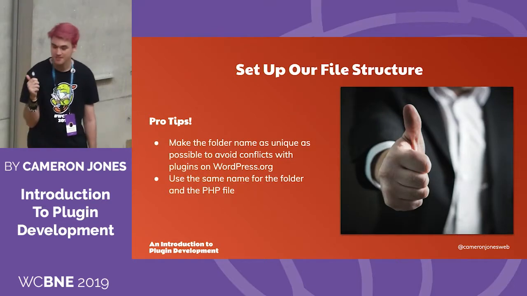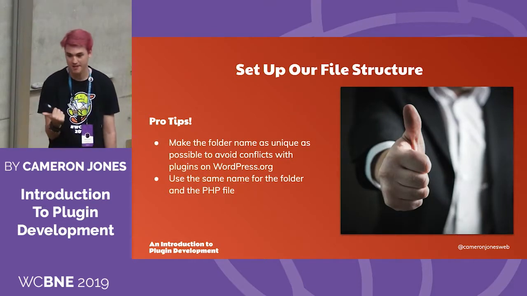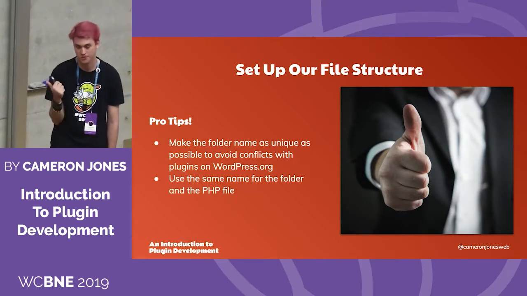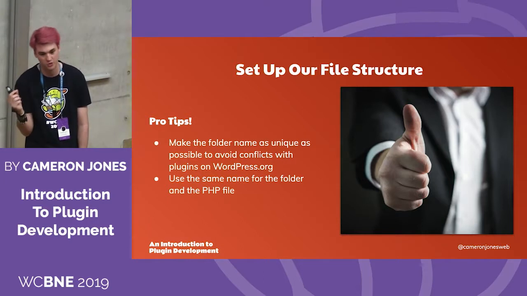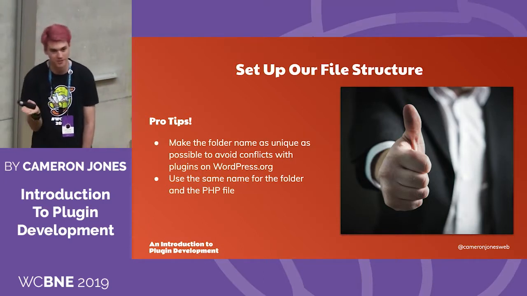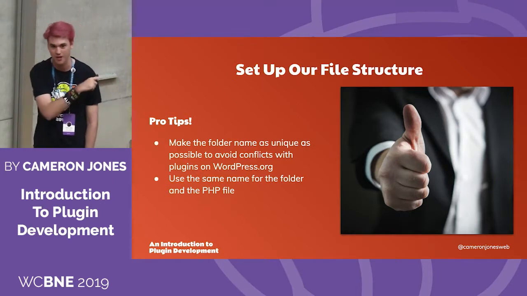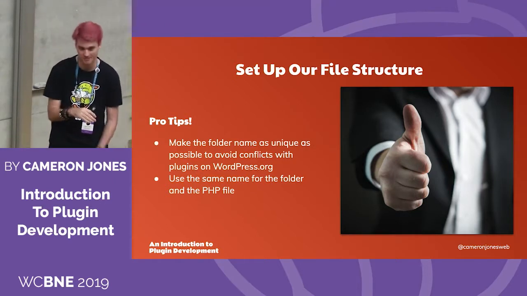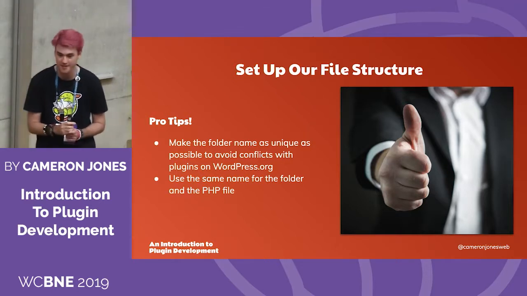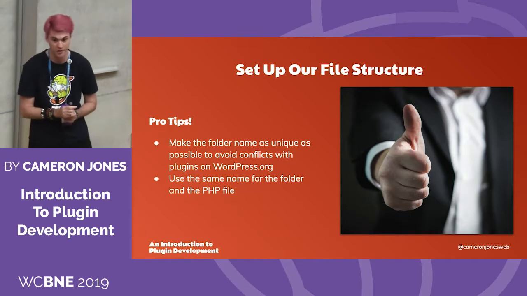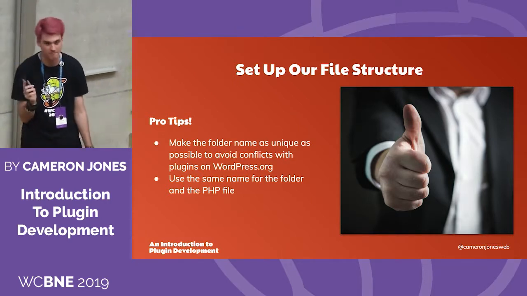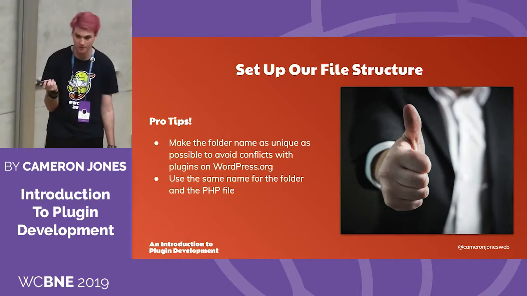So pro tips, have a custom name for your folder, so like as custom as possible, because WordPress will try and look for that folder name on WordPress.org. So if you call yours something that already exists on WordPress.org, WordPress will update it and overwrite yours, which you probably don't want. I made that mistake very early on and learned from it the hard way because I lost all my code. And it's a best practice to use the same name for the file as you have with the folder.